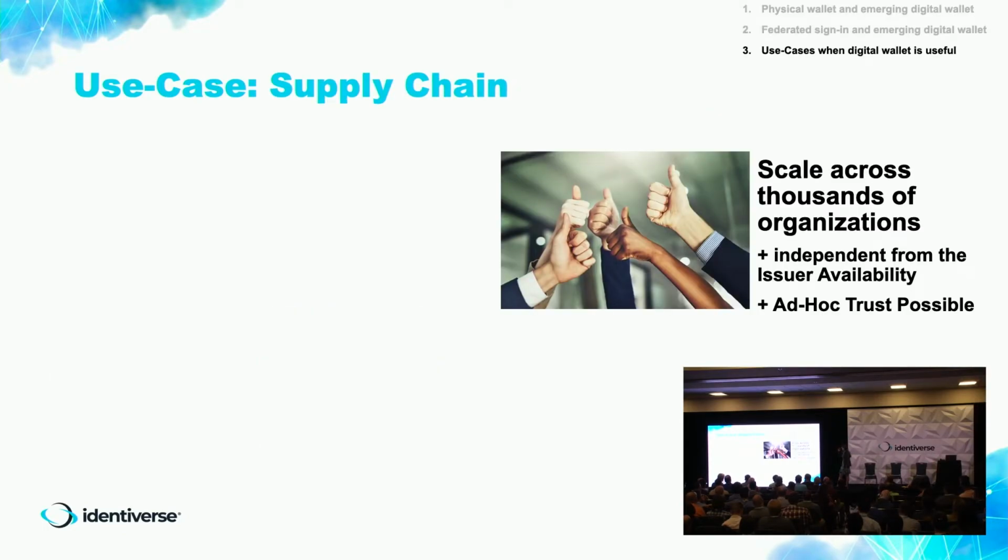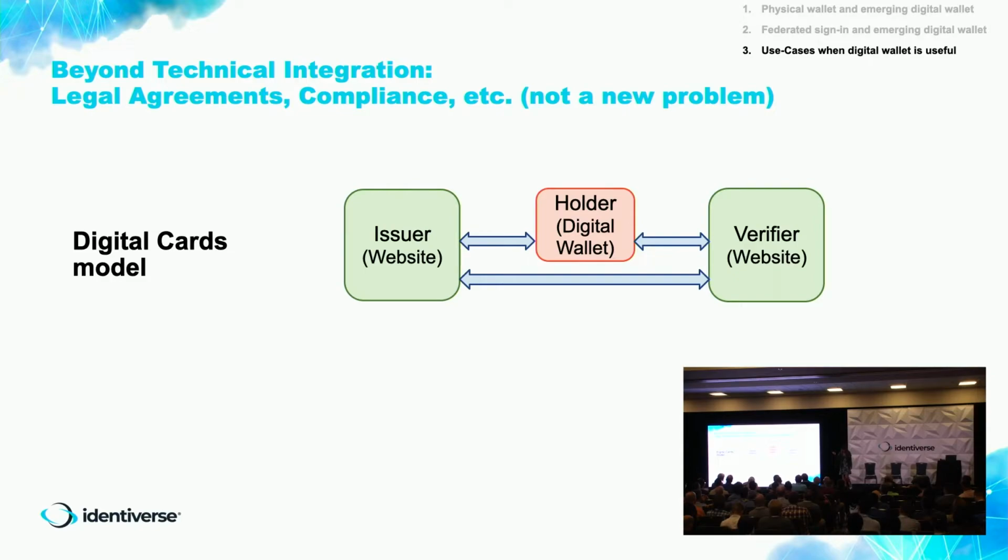Another thing, scaling across thousands of organizations. This is possible because the flow is independent from the availability of the issuer and because ad hoc trust is possible. What I mean by ad hoc trust is where the request to show a credential comes in, and even if I would not know from whom the request is coming, I can make a decision whether I want to accept that request or not during the runtime, on the fly. That's what I mean by ad hoc trust. Where do we have thousands of organizations? Potentially in supply chain. And because we touched upon the keyword, which is trust, let's dig a bit deeper.